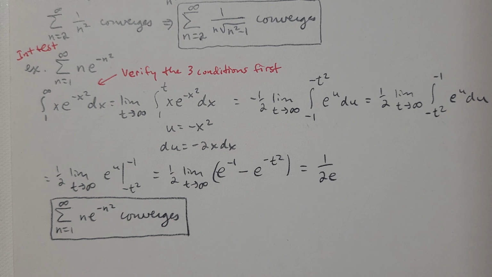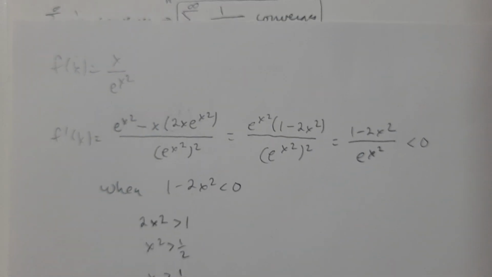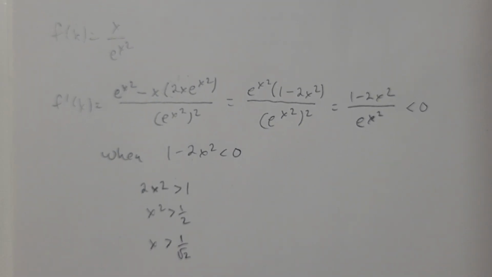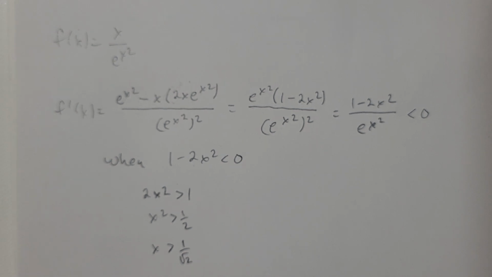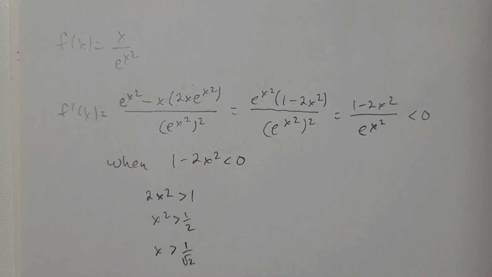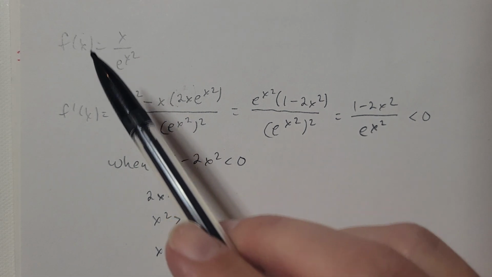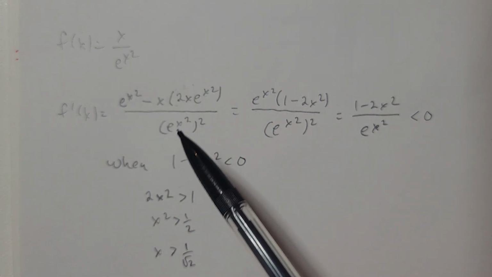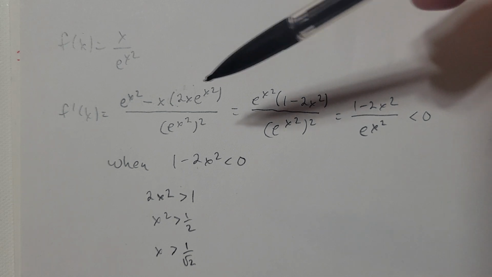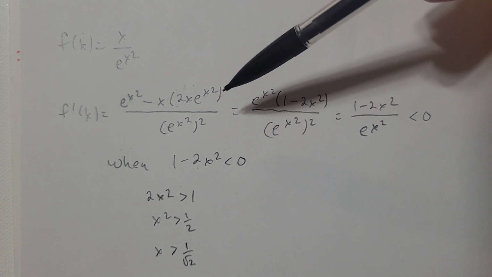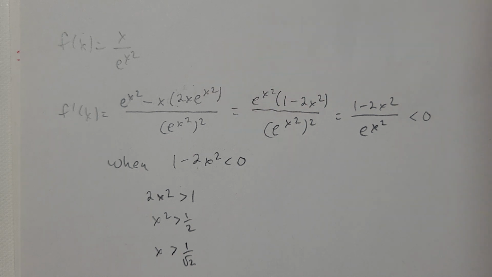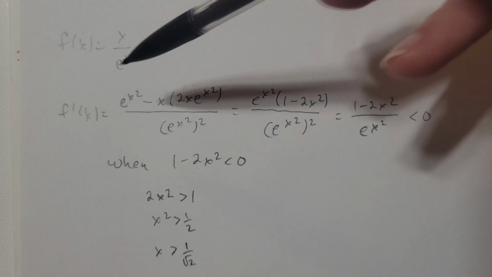Well, let me go back to Calc 1 here, and we'll use the first derivative test. If f of x is x divided by e to the x squared, f prime of x, using the quotient rule, will be the bottom e to the x squared times the derivative of the top, which is 1, minus the top x times the derivative of the bottom. That's a chain rule: e to the x squared times the derivative of x squared, which is 2x, all divided by the denominator squared.